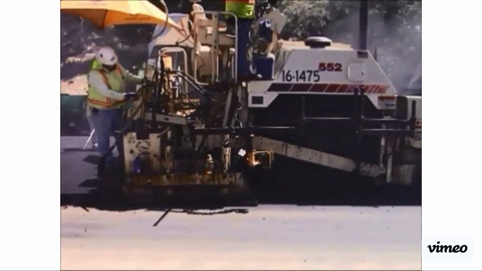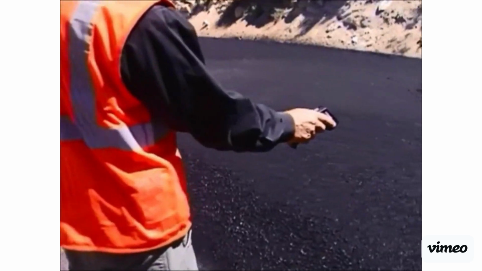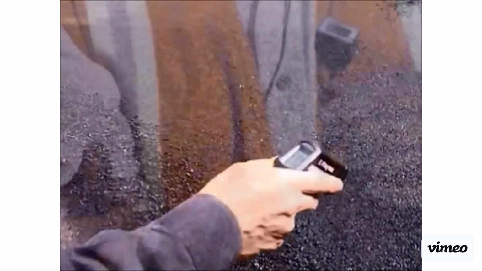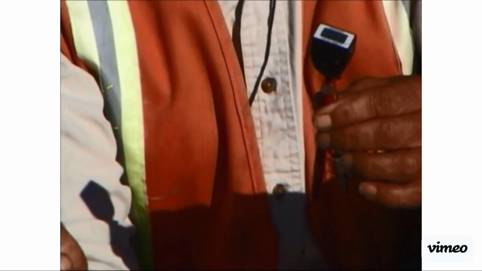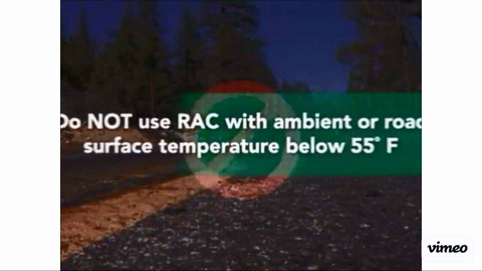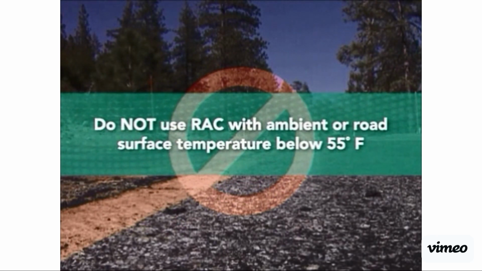The paver should be equipped with a fully operational screed leveling device. RAC mix and laydown temperatures should be monitored using infrared and stab thermometers. These devices should be calibrated on a regular basis. RAC should not be placed with an ambient or road surface temperature of less than 55 degrees Fahrenheit.